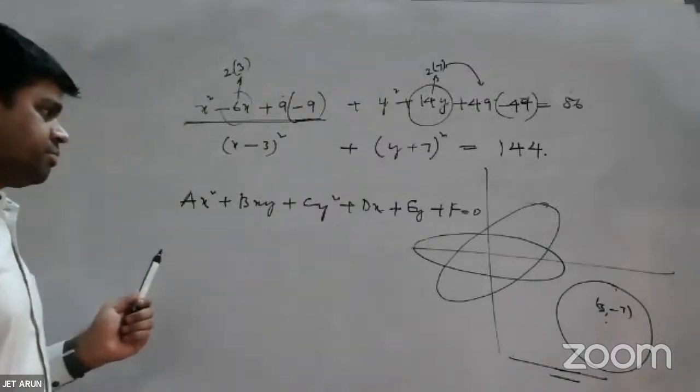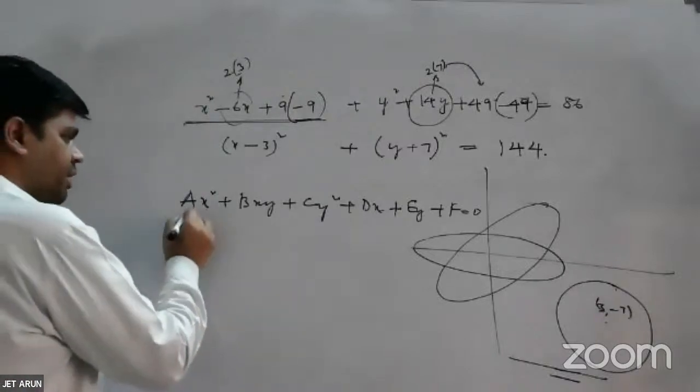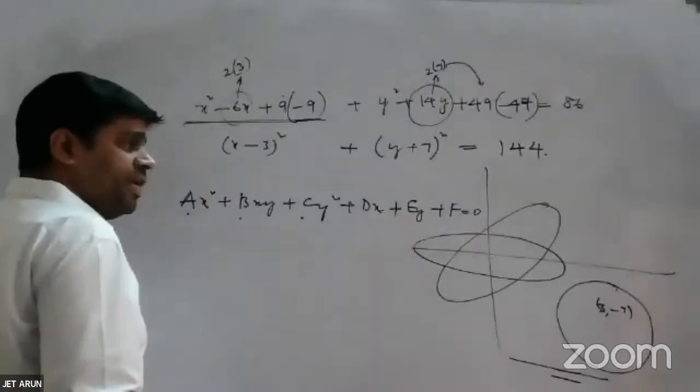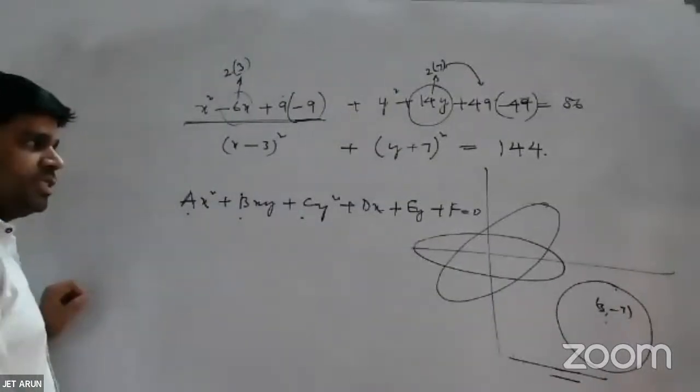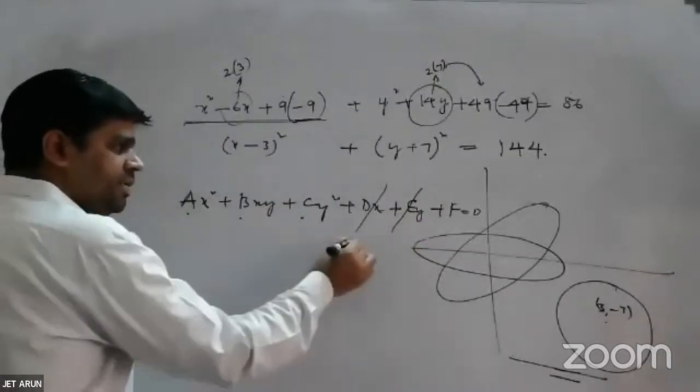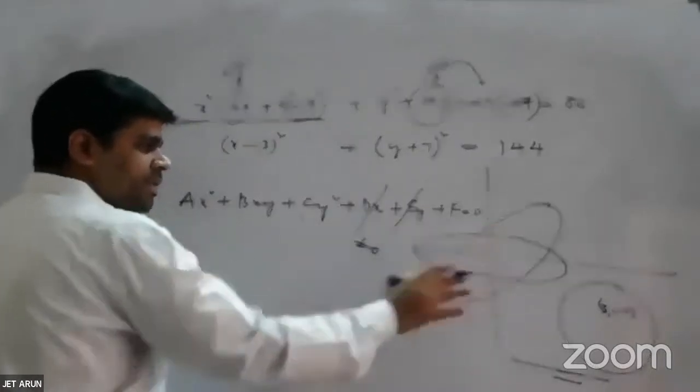Now A, B, C decide which kind of conic. D and E will decide where the conic is situated. Where is the center of the conic situated? If D and E are 0, the center of the conic is situated at the origin. If they are non-zero, it is somewhere in the xy plane.